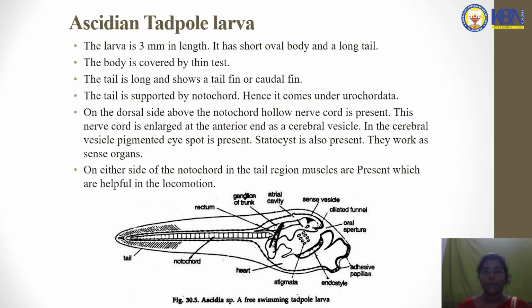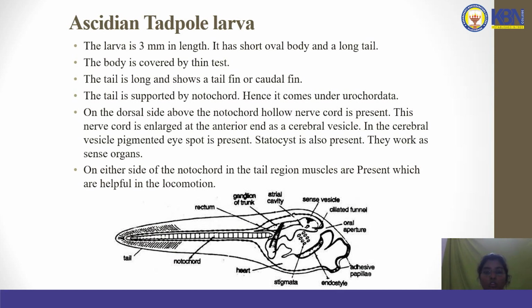Next, let us know about the structure of Ascidian tadpole larva. The larva is 3 mm in length. It has a short oval body and a long tail. The body is covered by thin test. The tail is long and shows a tail fin or caudal fin. The tail is supported by notochord, hence it comes under Urochordata. On the dorsal side, above the notochord, a hollow nerve cord is present.